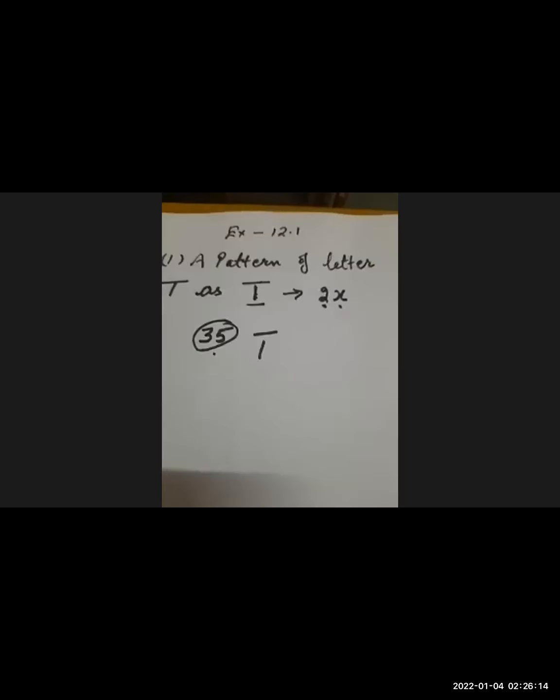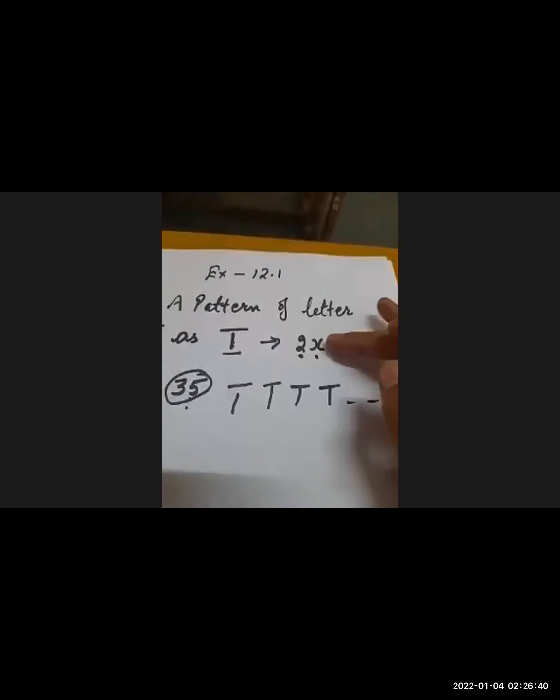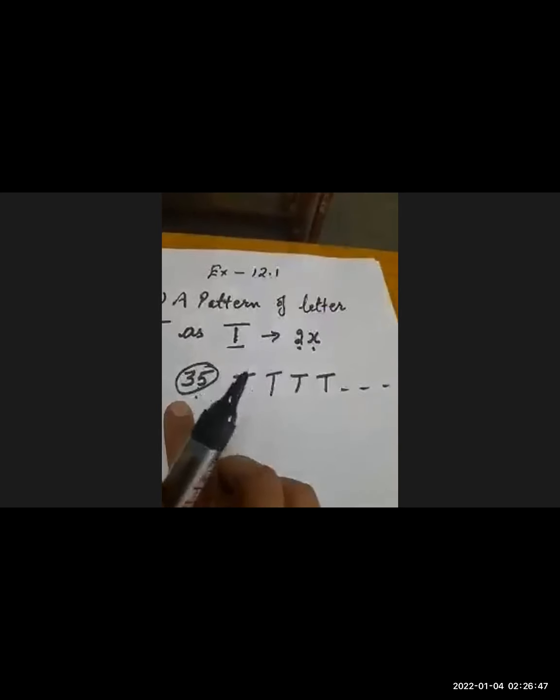Yes, friends, we discussed the meaning of this rule, 2x. This rule is used when we want more than 2, 3, 4 patterns like this T. For example, we want to make 35 patterns as this T, T, T, and so on. Now, students, by using this rule, we can find how many matchsticks are required to make 35 patterns.